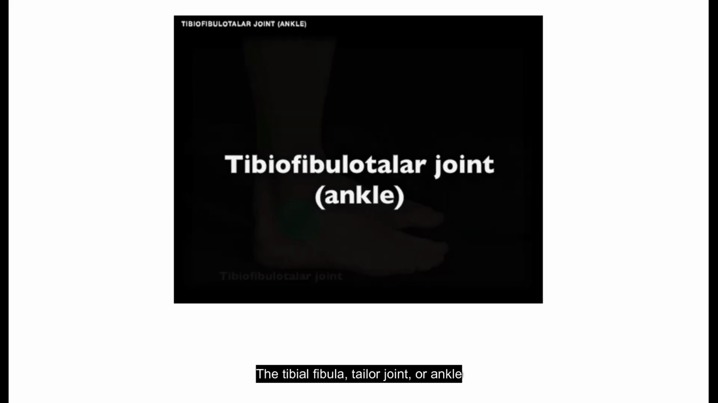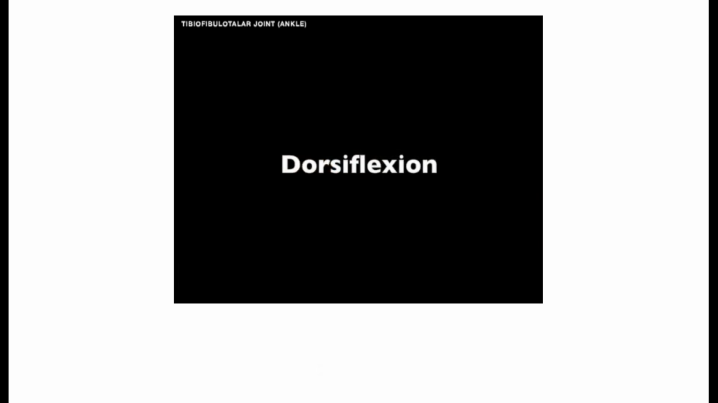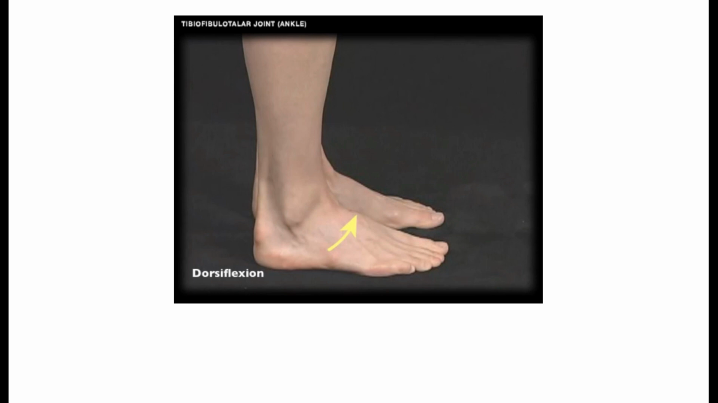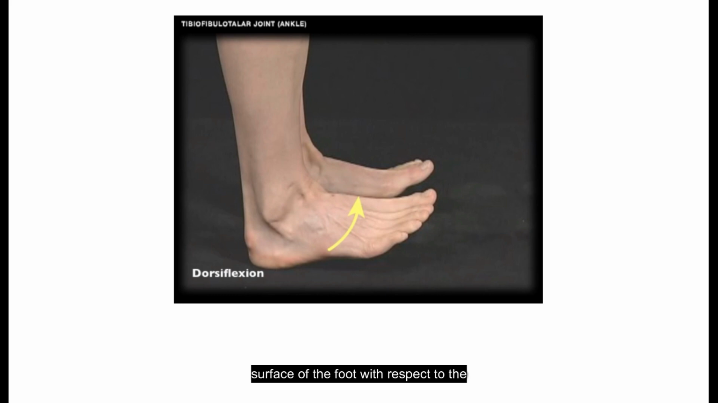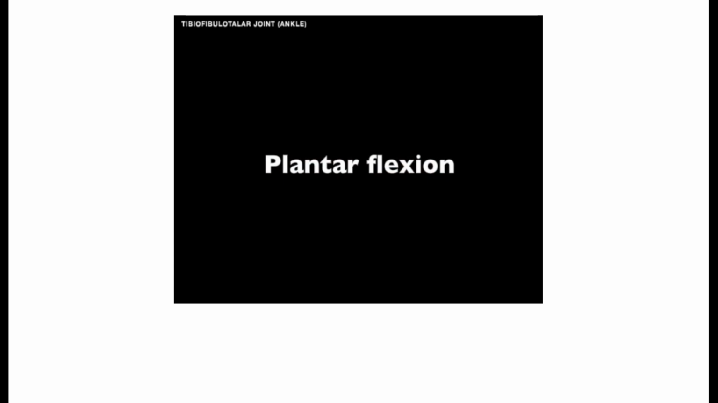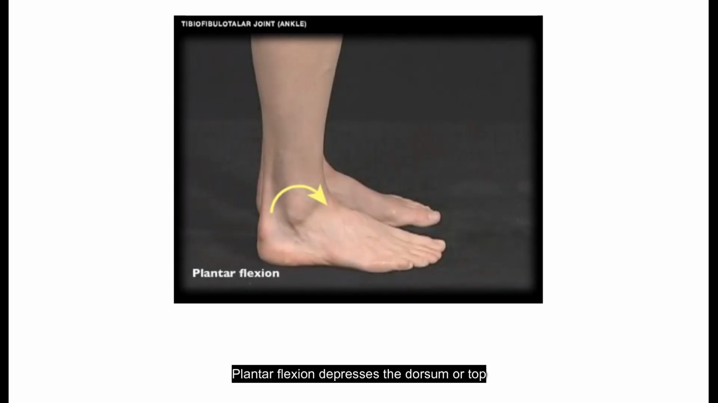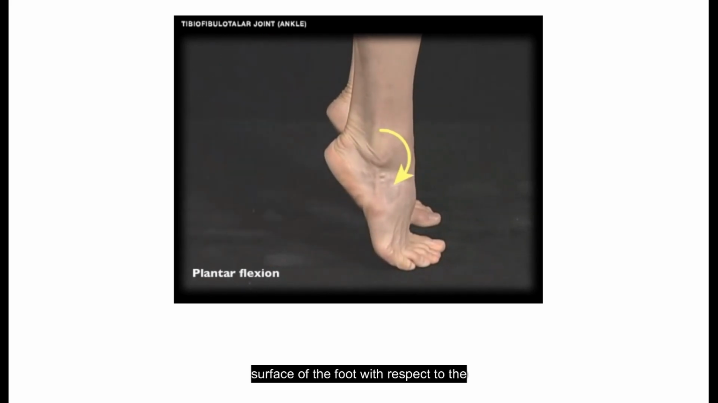The tibio-fibulo-talar joint, or ankle, is the articulation between the distal ends of the tibia and fibula and the talus. Dorsiflexion elevates the dorsum, or top surface of the foot, with respect to the ankle joint, for example, when standing on one's heels. Plantar flexion depresses the dorsum, or top surface of the foot, with respect to the ankle joint, for example, when standing on tiptoe.